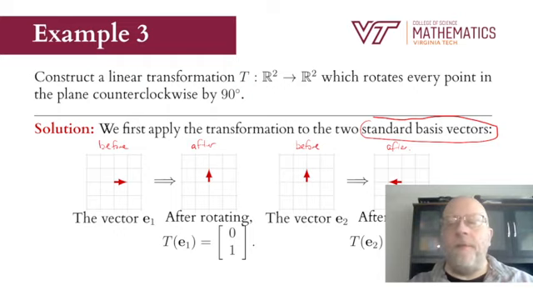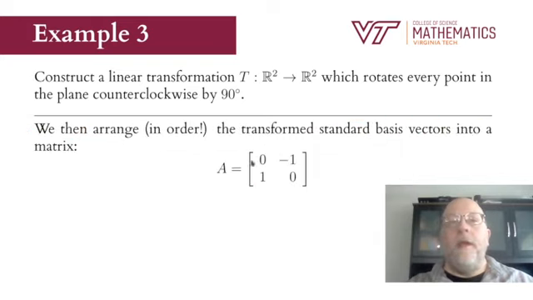Okay, so let's fix this up. What we do is we notate what happens after the vectors have been rotated. So E1 is now in the position 0, 1, and E2 is now in the position -1, 0. And then we put those entries into a matrix in order. So this is the transformed version of E1, and this is the transformed version of E2.